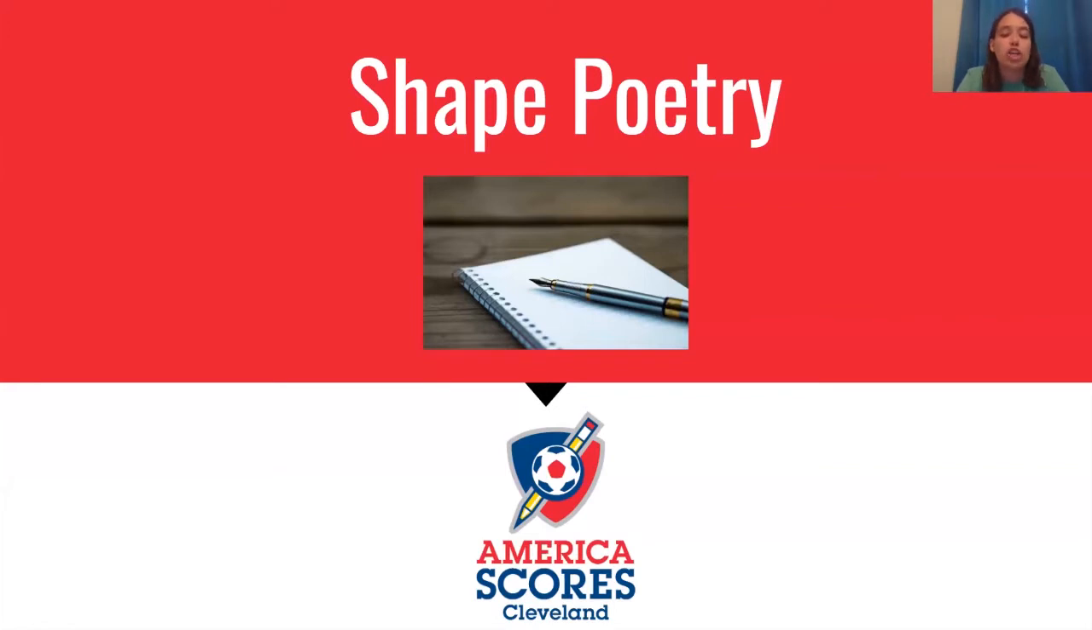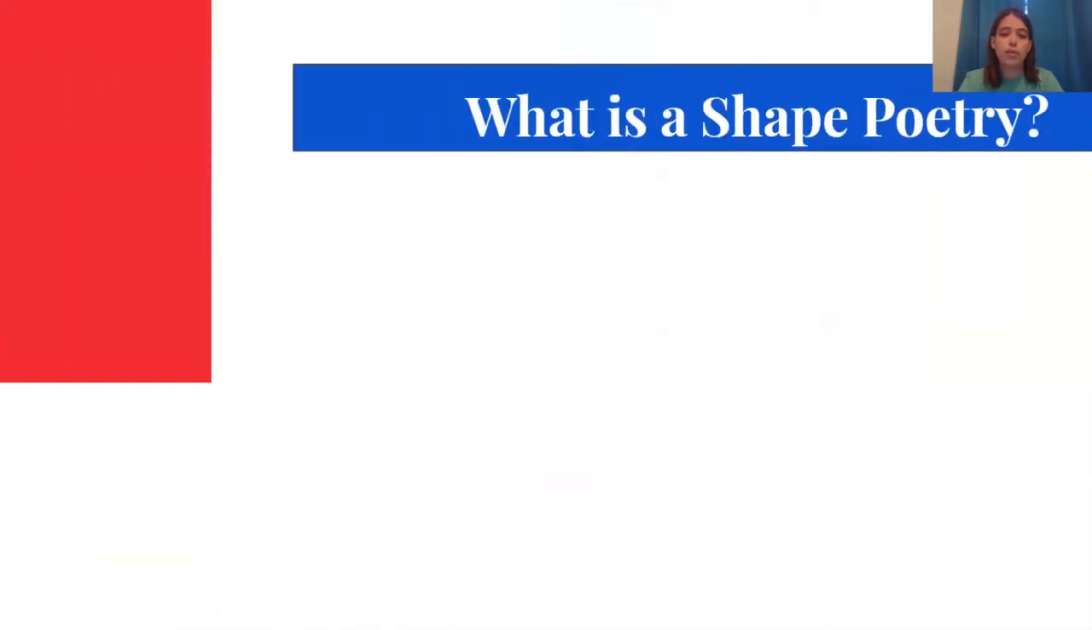Today we're going to talk about shape poetry. Shape poetry is where you use the shape of what you're talking about to help emphasize your poem. So if you're talking about a house, you write it inside of the drawing of a house. Or if you're talking about a tree, you write it inside the outline of a tree. We're going to learn about what shape poetry is, see some, and then learn how to write our own.